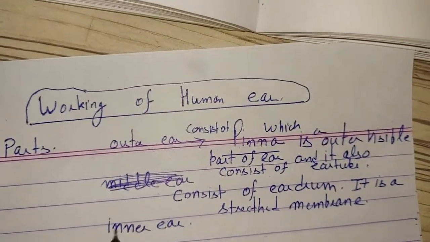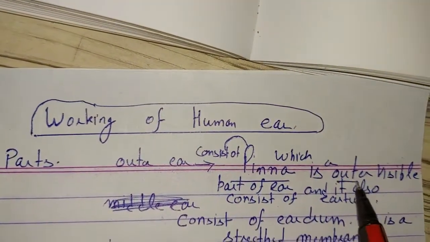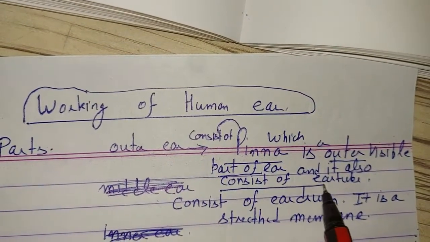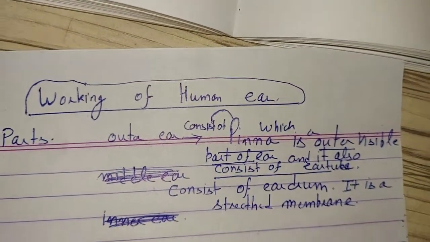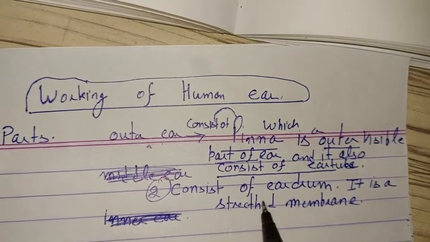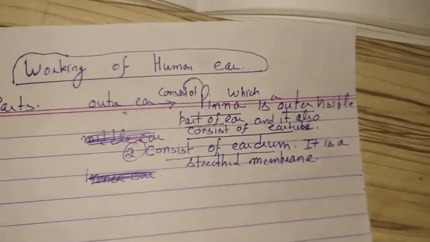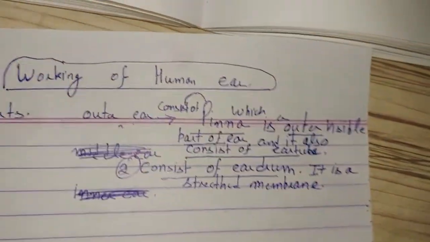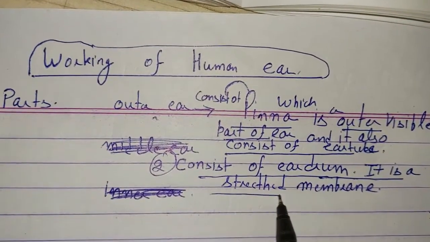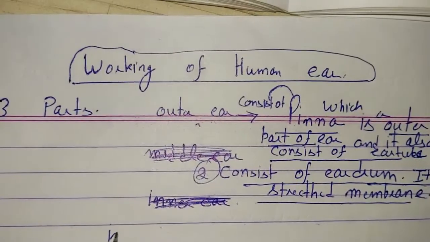We are talking about just the outer ear. The outer ear consists of the pinna, which is the outer visible part of the ear, and it also consists of the ear tube and the eardrum, which is a stretched membrane. Clear? Next is the middle ear.